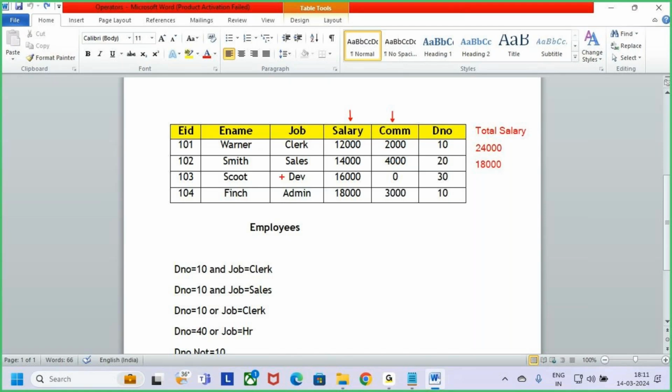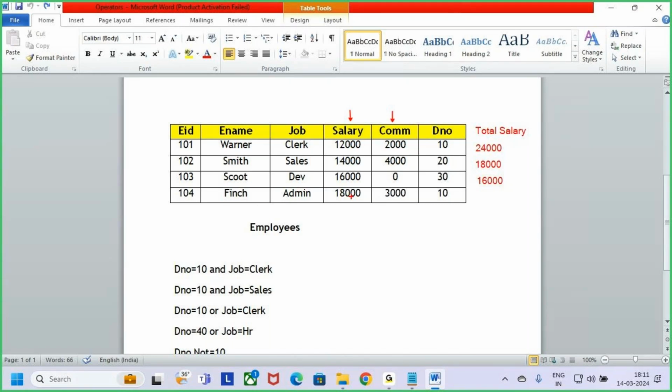And next, Scott employee, what's the salary he's getting? 16,000. What's the commission? No, he doesn't have any commission, guys. So what's the total salary he is getting? The total salary is also 16,000. Next, there is one more employee, Finch.